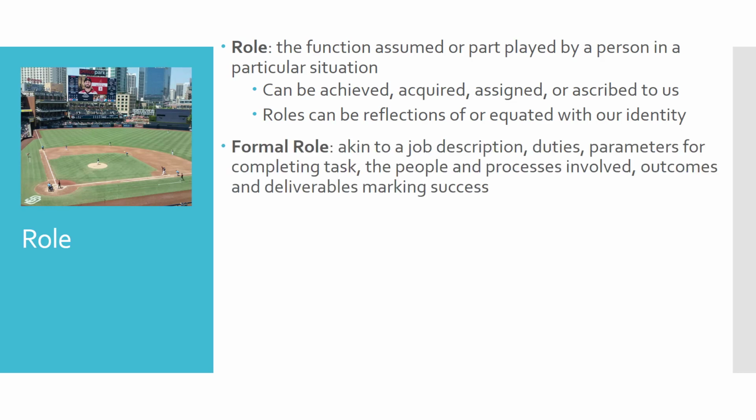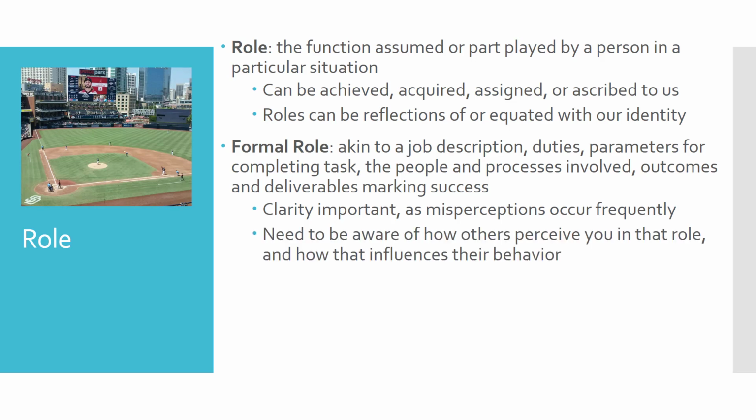Formal roles are like a job description. It has duties and parameters for completing a task. Formal roles also include certain people and processes that are involved, as well as outcomes and deliverables that mark a successful performance of your role. In other words, we need to be able to define what success looks like. Clarity on role is important because misperceptions occur frequently. Think about roles at work when you believe that someone's role includes specific duties, but they believe that's beyond the scope of their work and say, that's not my job.